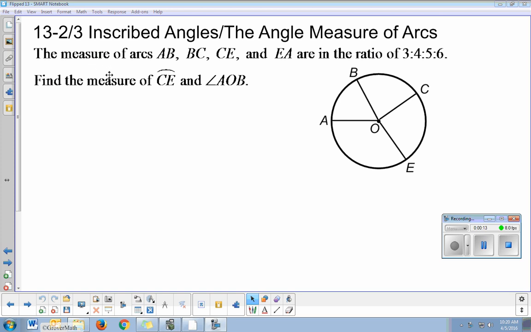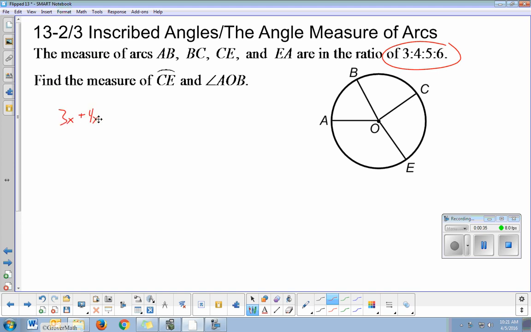So this first question: the measures of arcs AB, BC, CE, and EA are in a ratio of 3, 4, 5 to 6. Find the measure of some things. Anytime you're given the measure of things in a ratio like this, you take that 3, 4, 5, 6, and you turn it into 3x plus 4x plus 5x plus 6x, and you set that sum equal to whatever these arcs add to.